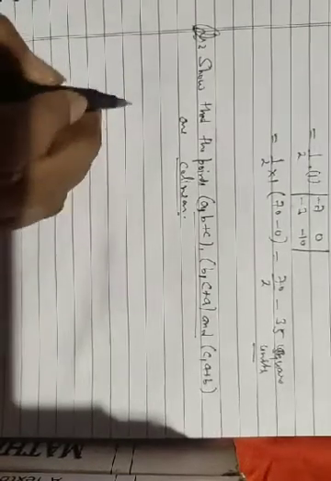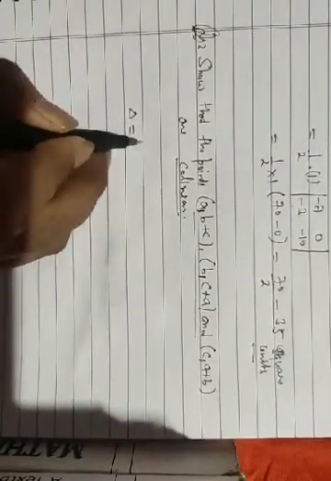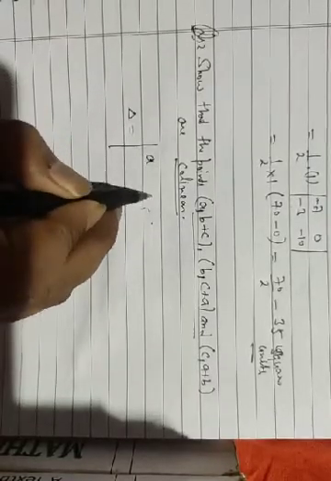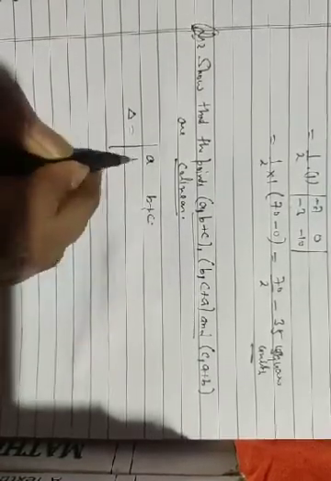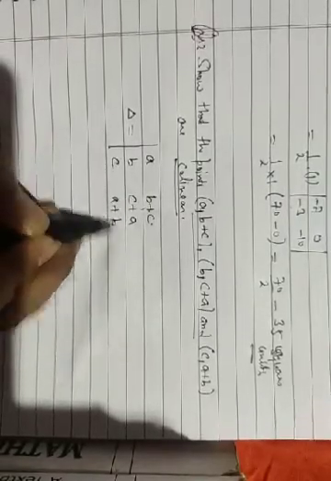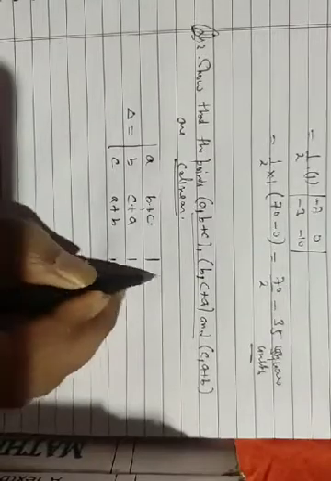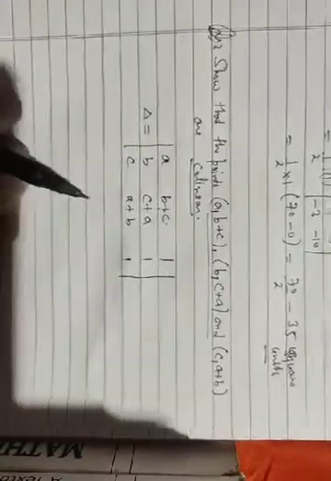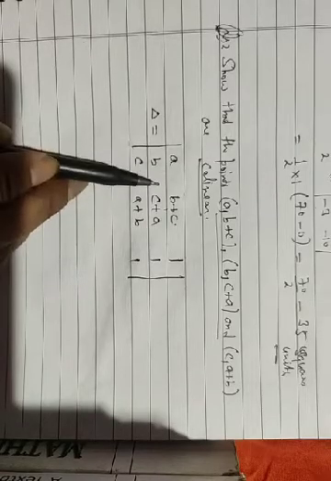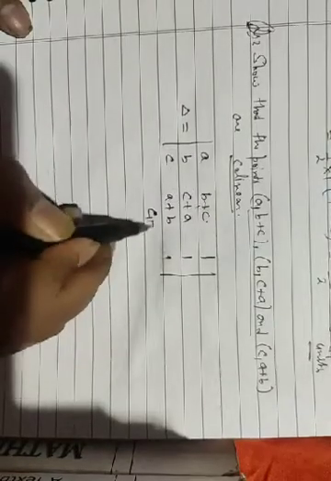Then first of all, take the determinant Δ equal to the rows a, b plus c; b, c plus a; c, a plus b; and the third element 1, 1, 1. Now our step is to show that the value of the determinant is 0. What will the operation be? The first operation is to change C1 by C1 plus C2.